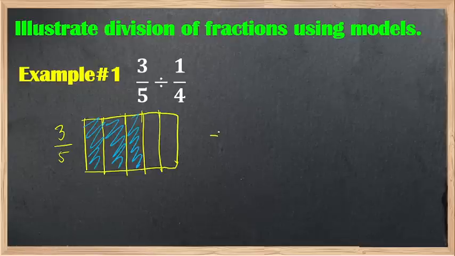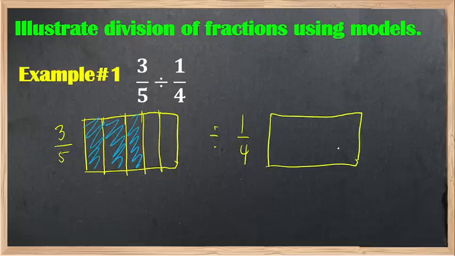We have divided by 1/4. So how do we illustrate 1/4? First, we have 4 equal parts. We have 1, 2, 3 to make this one 4 equal parts. Now, the shaded portion for 1/4 was 1 equal part. So we have 1.